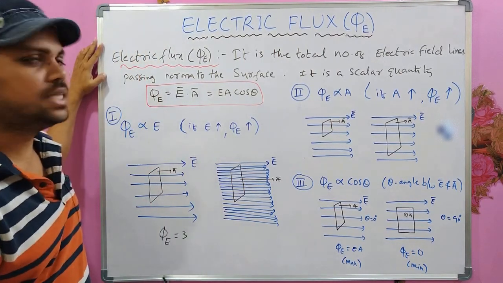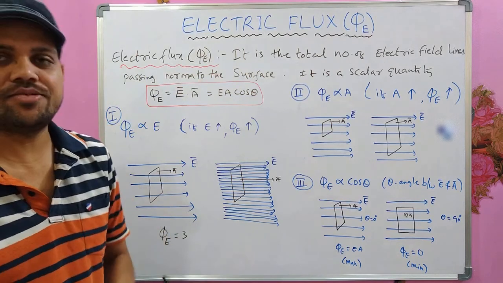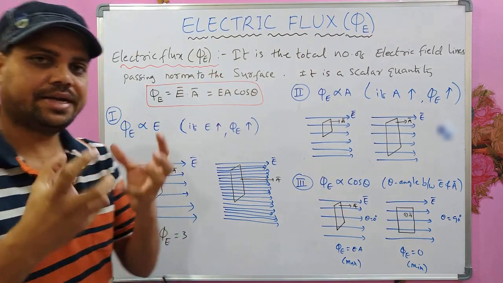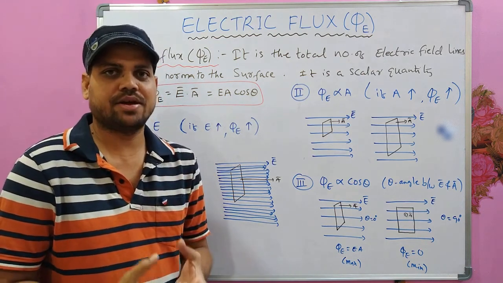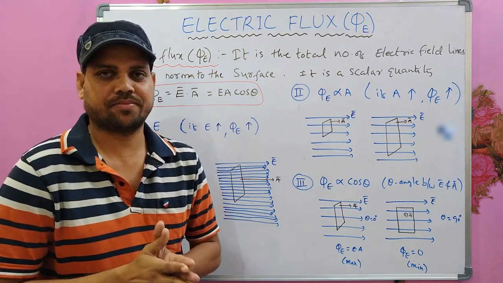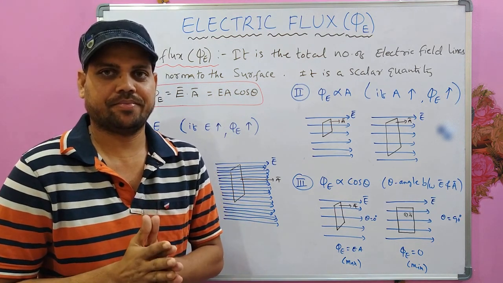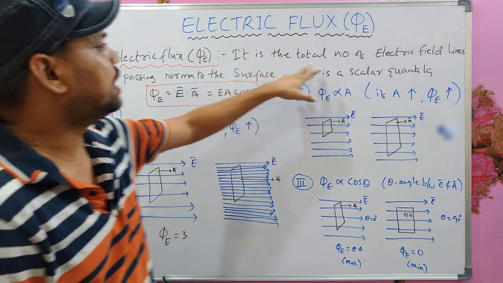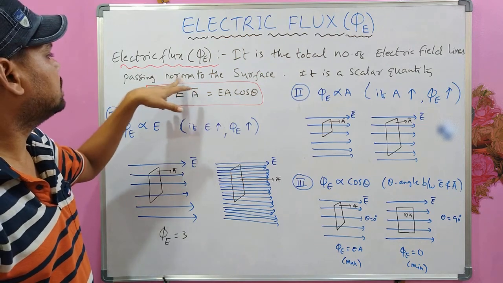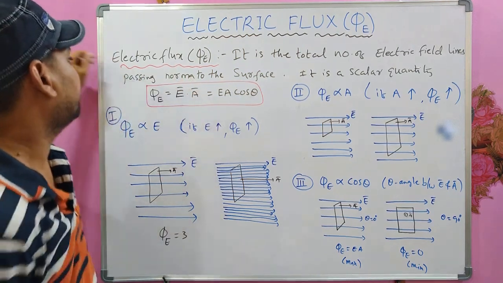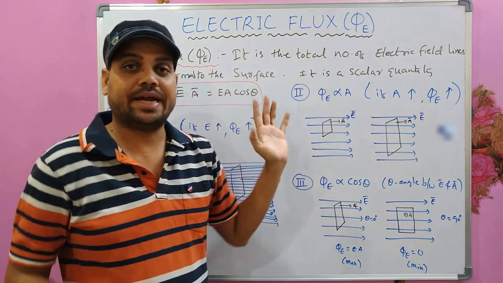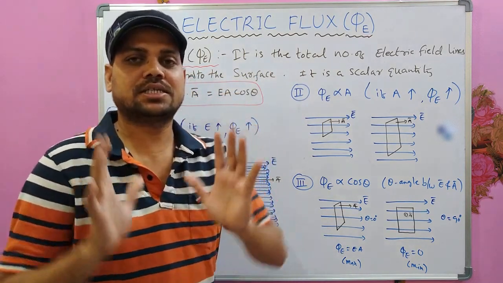Okay, so this is the electric flux definition. As I said in the beginning of the lecture, it gives us the measure of electric field lines passing through a given surface normally. It is the total number of electric field lines passing normal to the surface. And most importantly, it is a scalar quantity.